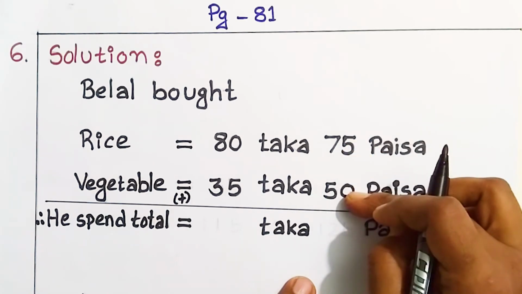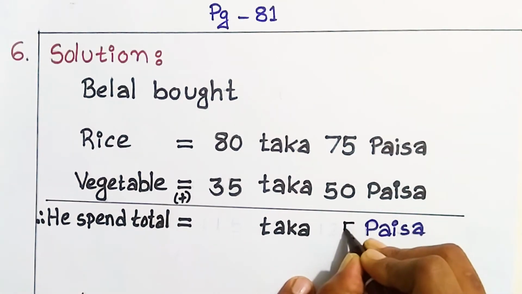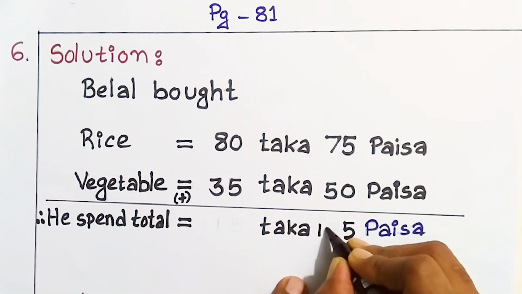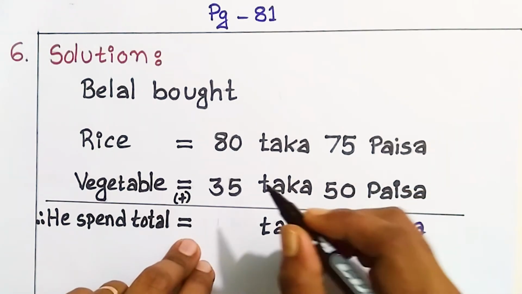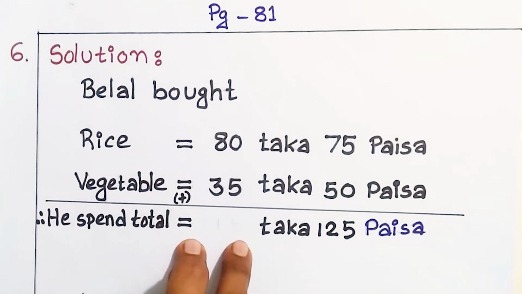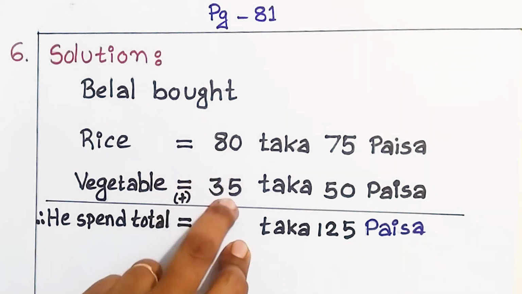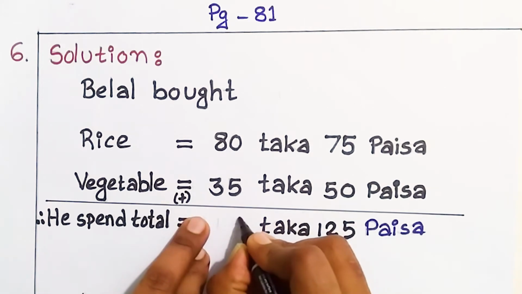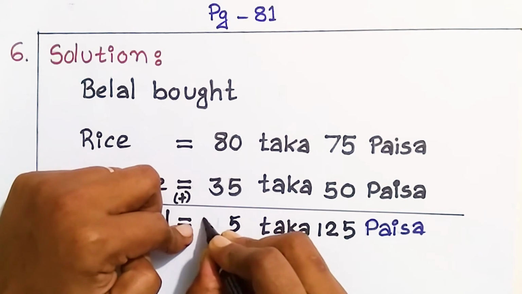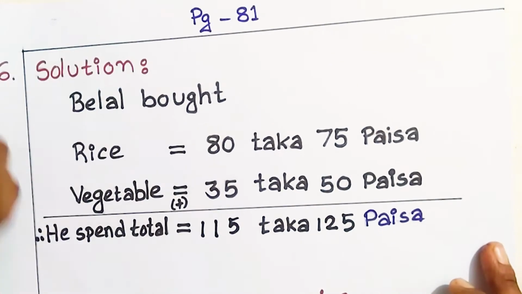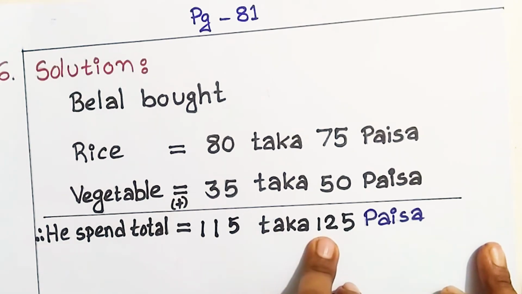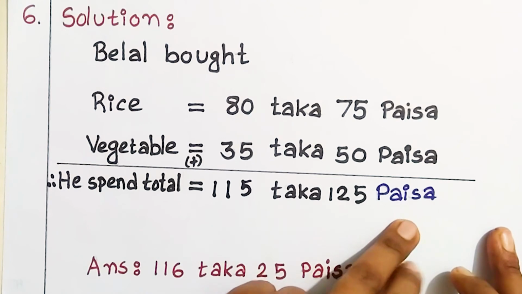5 plus 0 makes 5 and 7 plus 5 makes 12. Now 125 paisa is here, and here 0 plus 5 makes 5 and 8 plus 3 will be 11. Now he spent a total of 115 taka and 125 paisa.